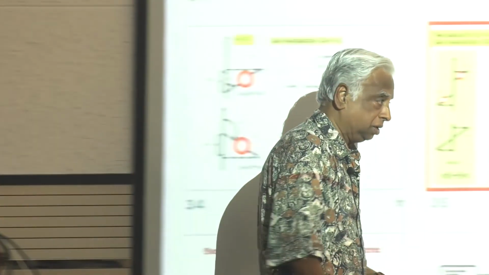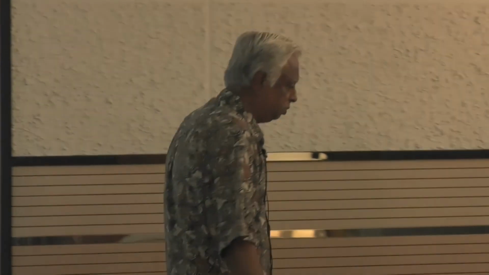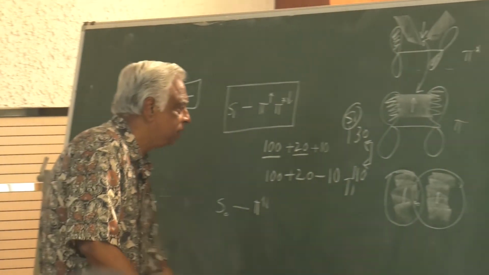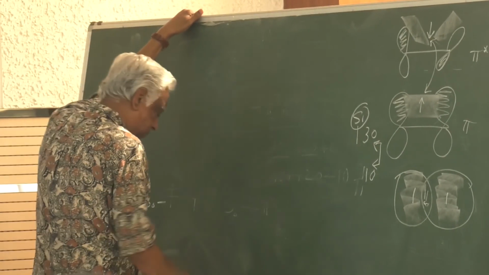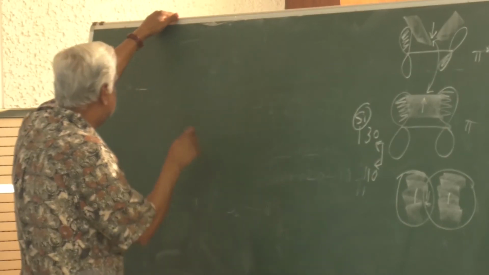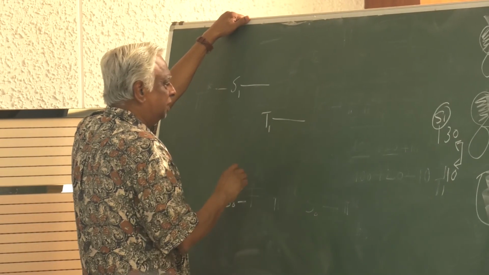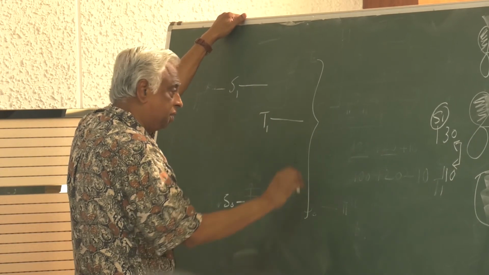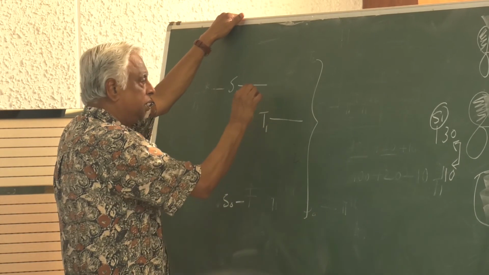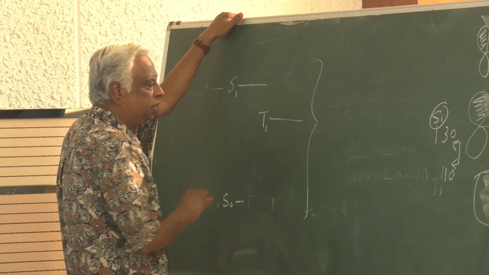The answer is, in any book you see, we put S0, S1, and then T1. This one is assuming we don't worry about the spin. Suppose we worry about the spin of the electrons. Singlet, how many states? Triplet, how many states?